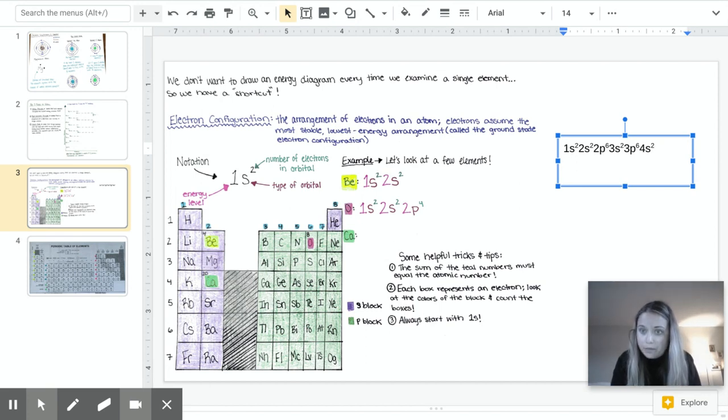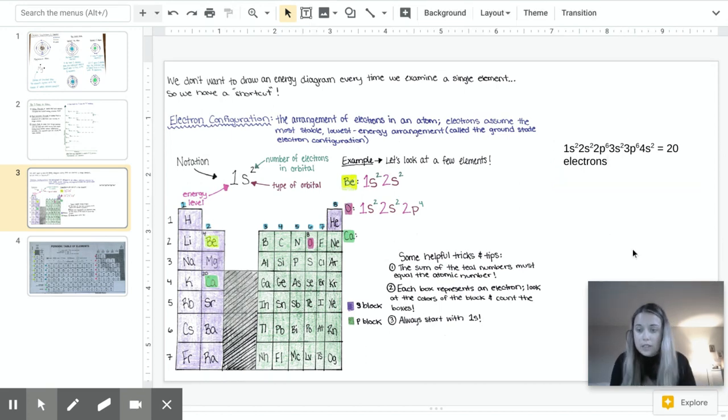superscript 2. Okay? So let's see. 2 plus 2 is 4 plus 6, 10. 10 plus 10, 20. So we get there. I can't type, obviously, guys. Okay, so that would be calcium's electron configuration.